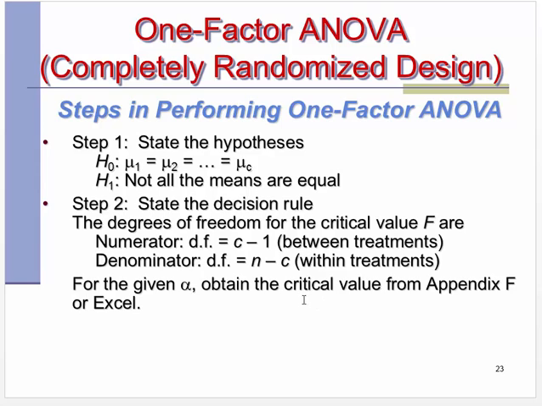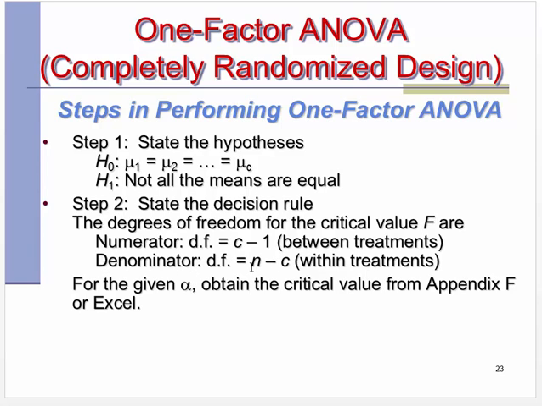So the steps in performing a one-factor ANOVA: the first step is you state the hypothesis. The H null is mu1 equals mu2, all the way to mu c. H1 is not all means equal. And then step 2 is state the decision rule. You find the degrees of freedom for the critical value of F. The numerator degree of freedom, or df1, is c minus 1. C is the number of treatment groups. That's between treatments.